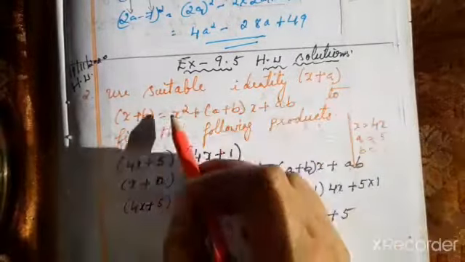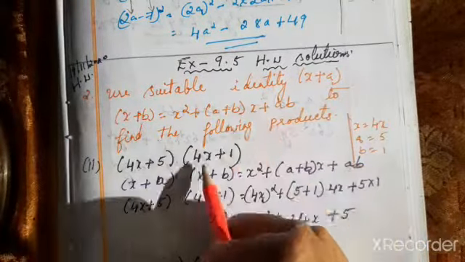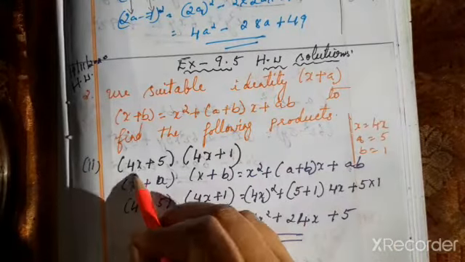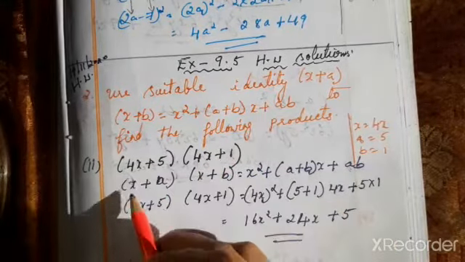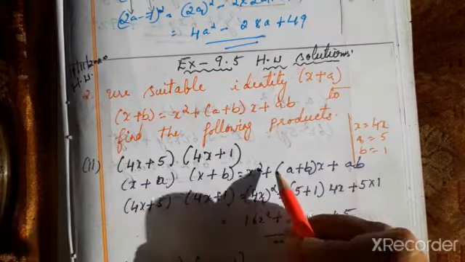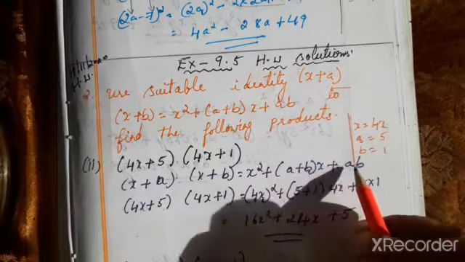Okay, (x + a)(x + b). By using this identity, we have to solve the sum. Second question: (4x + 5)(4x + 1). Write the identity: (x + a)(x + b) = x² + (a + b)x + ab.